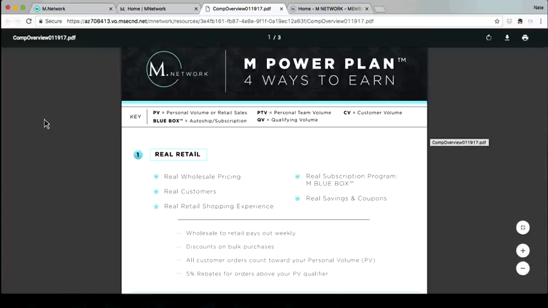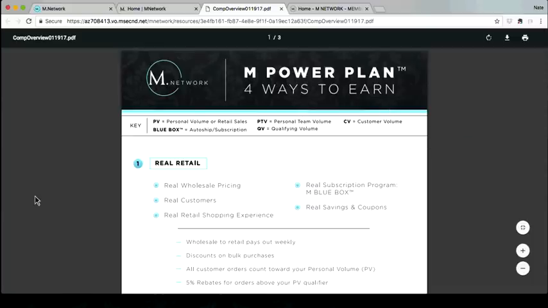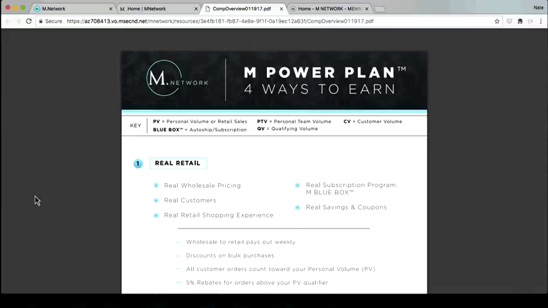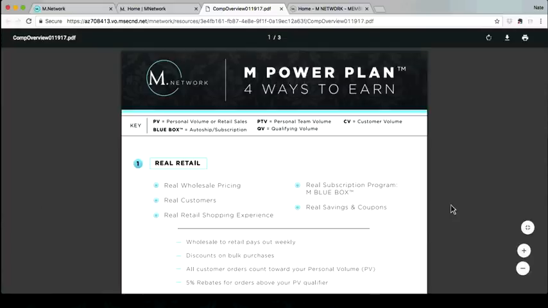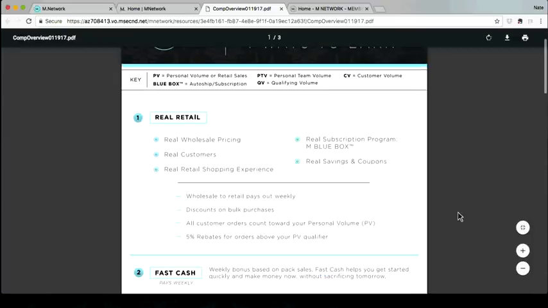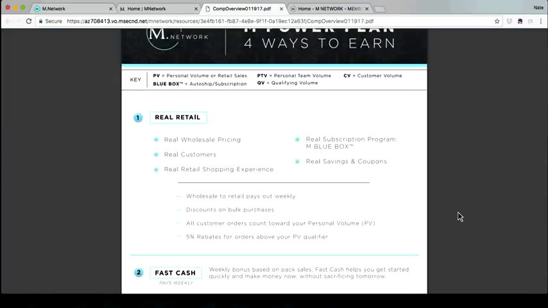Now, this document that I'm looking at right here, the M Power Plan 4 Ways to Earn, is available in your member back office in the Downloads and Tools section. You can find it there, under the 4 Ways to Earn on the M Power Plan. If you have any questions, or get a little stumped, or you want to follow along or print it off and look at it later, it's a great place to look.